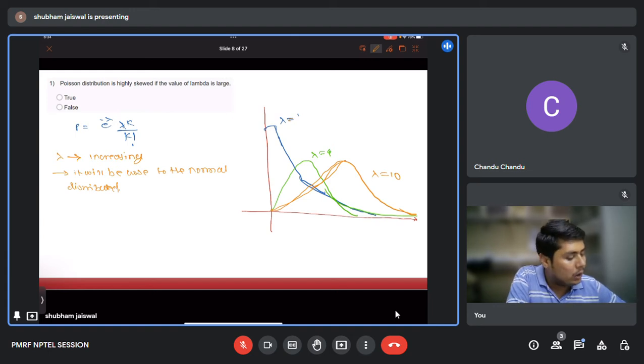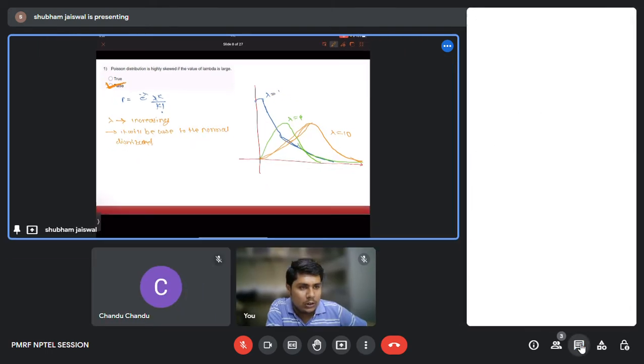But what they have said is that the Poisson distribution is highly skewed if the value of lambda is large, which is totally incorrect. The correct answer will be false. Is that clear, Mr. Chandu?